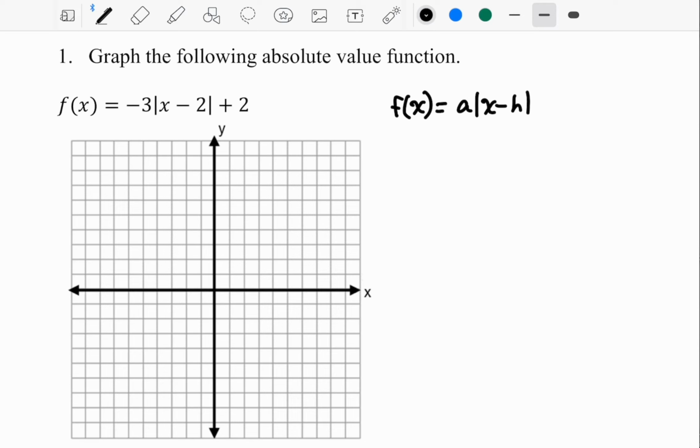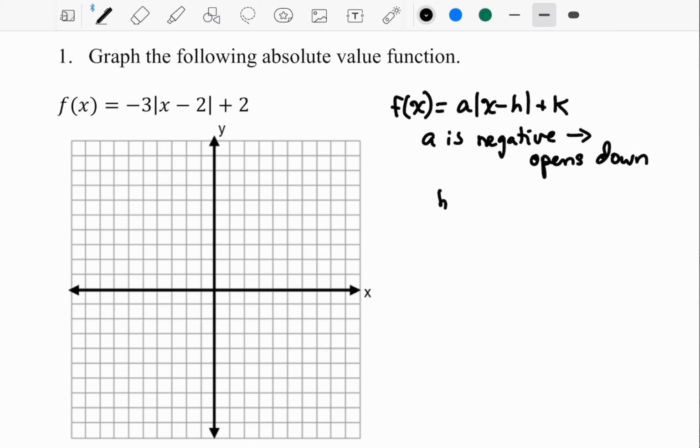There we go. A times x minus h plus k. The A value, again, is the slope, right? But if A is positive, it opens upwards. If A is negative, it opens downwards, right? So here, A is negative, so it's going to open downward. So opens down. All right.